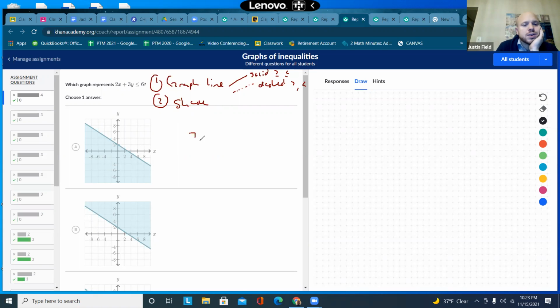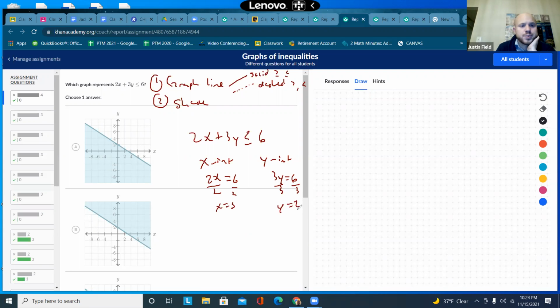But let's look. This one is 2x + 3y is less than or equal to 6. So right away, I notice that this is in standard form. So I'm going to find the x and y intercepts. I'm going to set 2x equal to 6 and 3y equal to 6. I'm going to solve. I get x equals 3. Solve this: y equals 2. So I want the line that has the x-intercept of 3 and the y-intercept of 2. Then also, which way to shade?